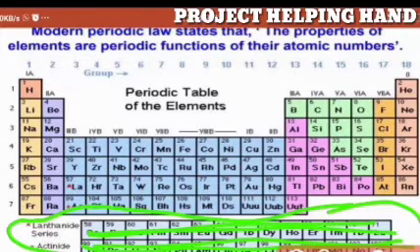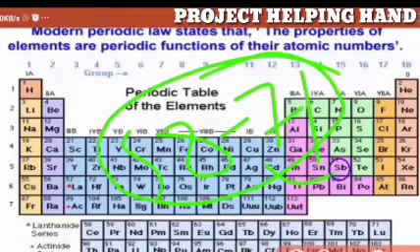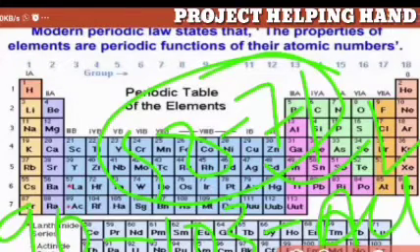The first series is from atomic number 58 to 71, they are the lanthanide series, and from 90 to 103, they are the actinide series.